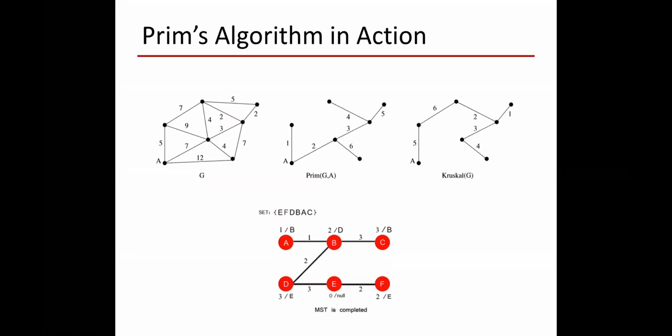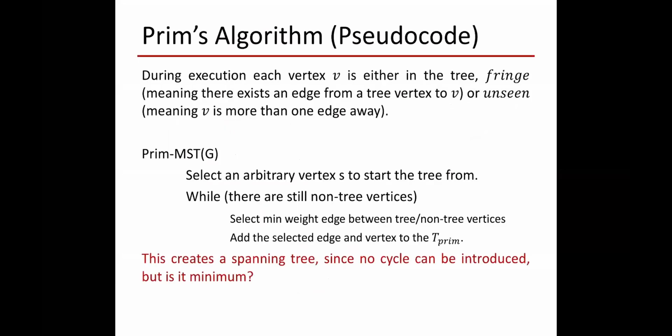Okay, so this is how it's done. Prim's algorithm in pseudocode: during the execution, each vertex V is either in the tree, fringe, or unseen. Fringe means one edge, one hop away. Unseen means you have not discovered it yet. So Prim's MST with the graph G: select an arbitrary vertex S to start the tree from.